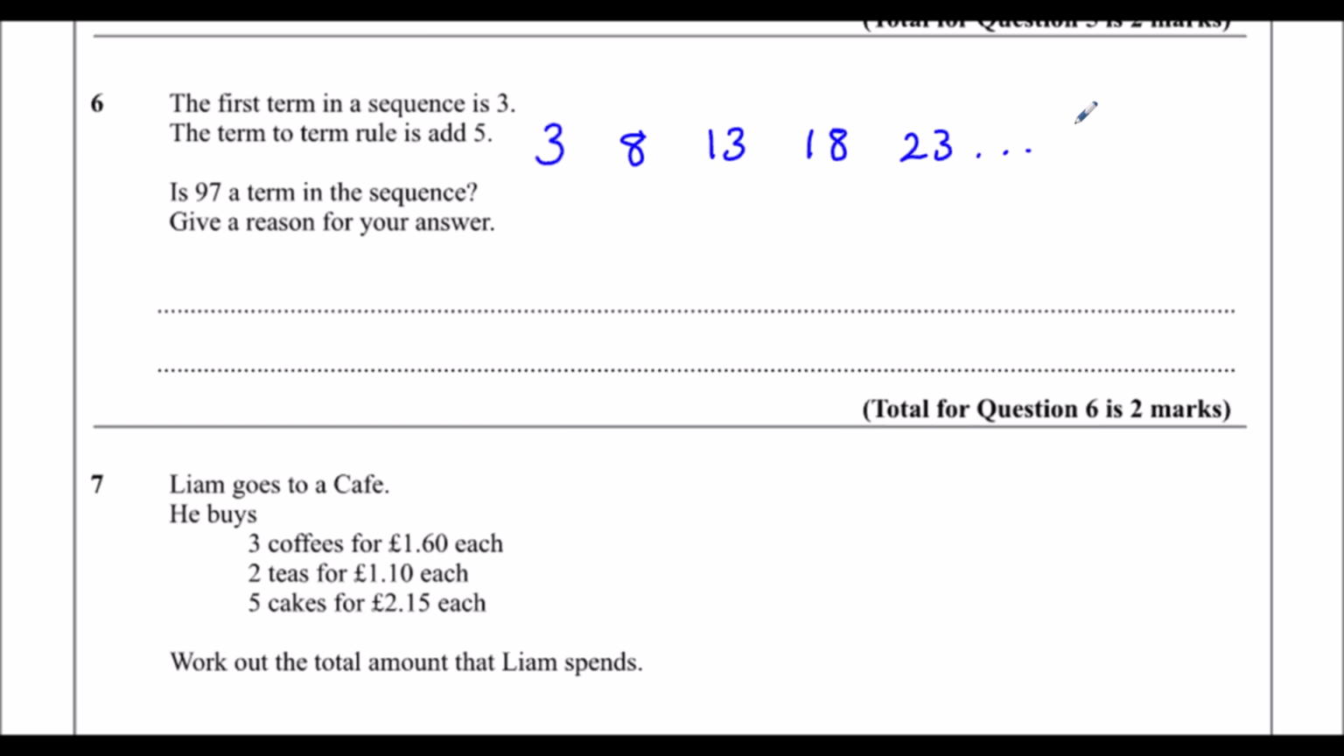Is 97 a term in the sequence? Give a reason for your answer. So you'll see all of these numbers in the sequence are going to end in 3 or 8. So it's going to go 3, 8, 13, 18, 23, 28, 33, 38, and so on. 97 ends in a 7. So no, it's not in the sequence. All terms end in 3 or 8.